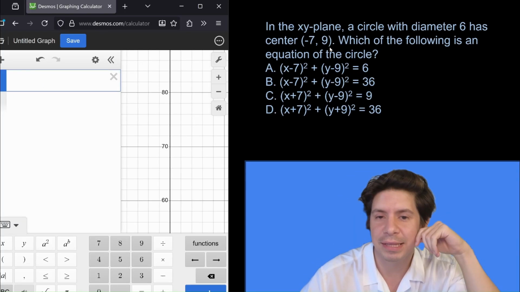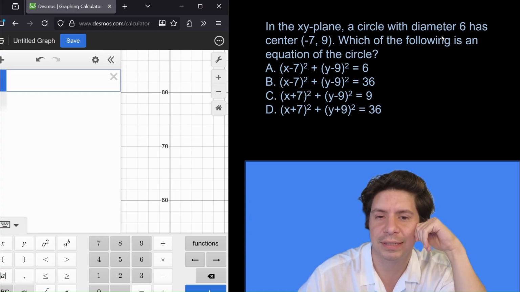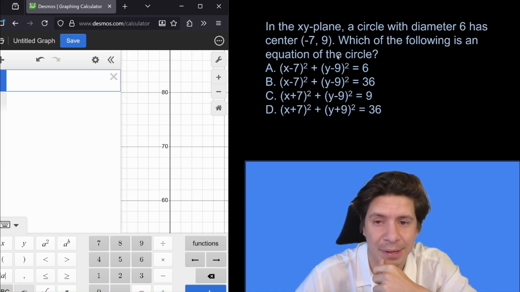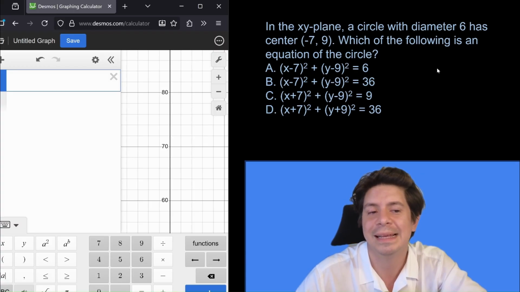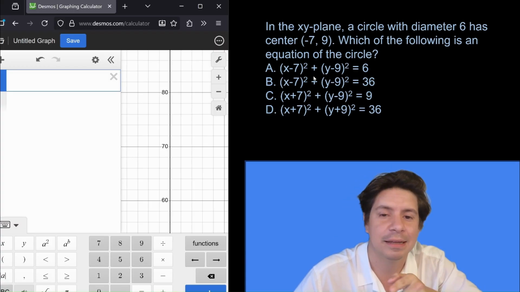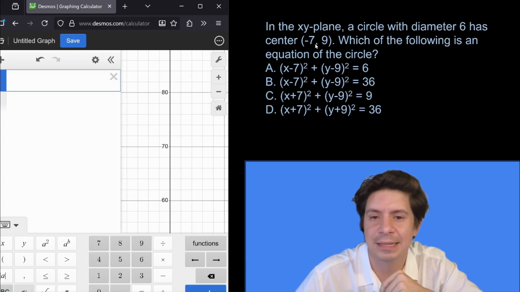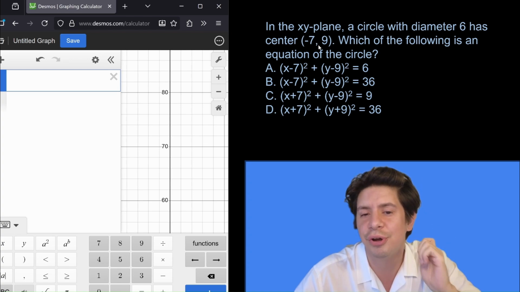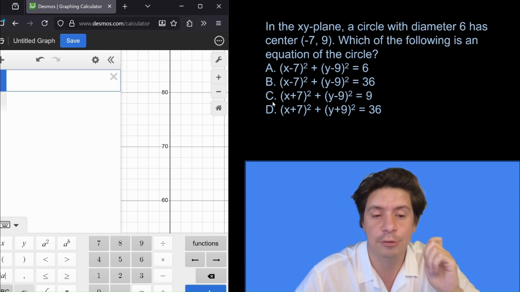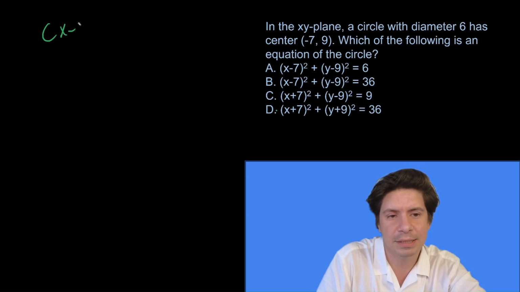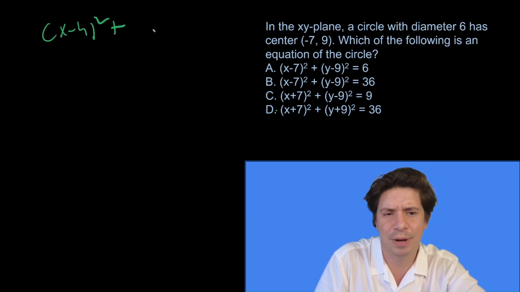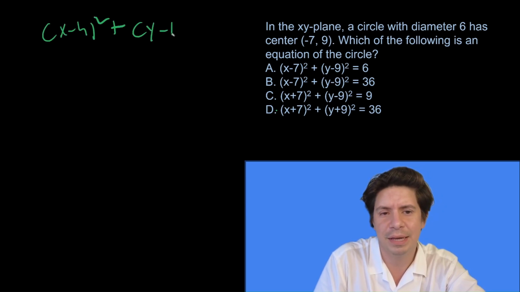Because in this one, in the xy plane, a circle with diameter 6 has a center negative 7, 9. Which of the following is an equation of the circle? Instead of graphing each of these equations and seeing which one has negative 7, 9, you do need to know the standard form of the circle. So the standard form is x minus h squared, plus y minus k squared, equals r squared. I wouldn't write this on the test if I'm taking it, because I'm not going to waste time, but I'm writing it out for you guys.